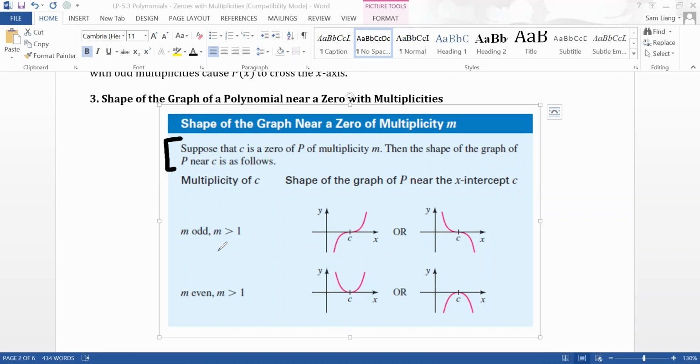And so, this is not a formal mathematical proof, but it does make intuitive sense. If it's odd, it actually behaves like an x to the third function, or an odd function. If it's even multiplicity, it behaves like a parabola, x squared. So that's convenient for us to remember. Okay. All right, but make sure you have this diagram in your notes.